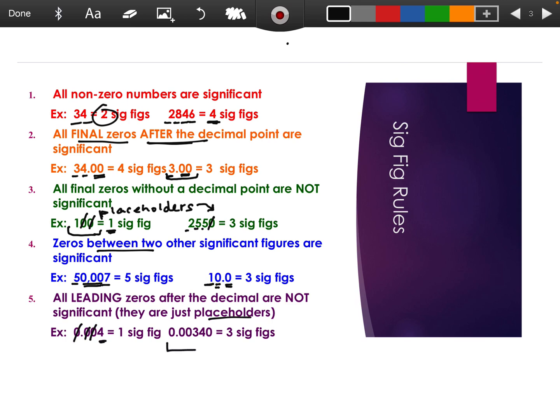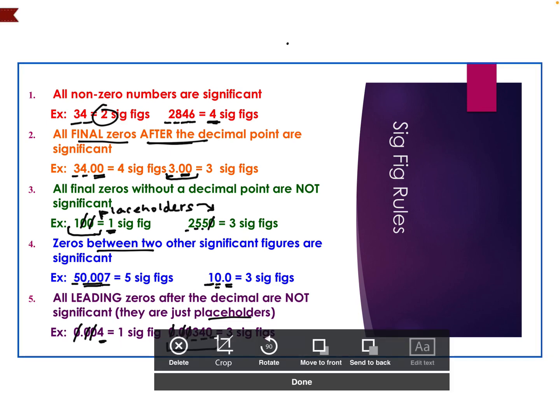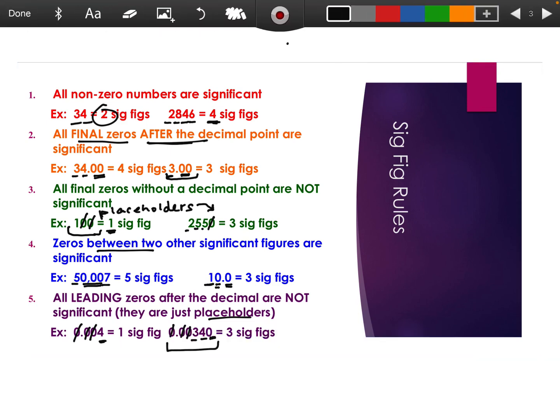The last example, 0.00340, those leading zeros are just placeholders, so we don't count those. We count the 3, we count the 4. This final 0 is a 0 at the end of the number and after the decimal, which applies to rule number 2. So that is counted. That's where you get your 3 sig figs.